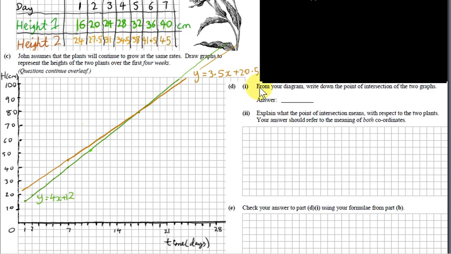Now in part d, we want to use the diagram to write down the point of intersection of the two graphs. Now, I've cheated a little bit here. I actually worked out the point of intersection earlier. It's actually this point here.